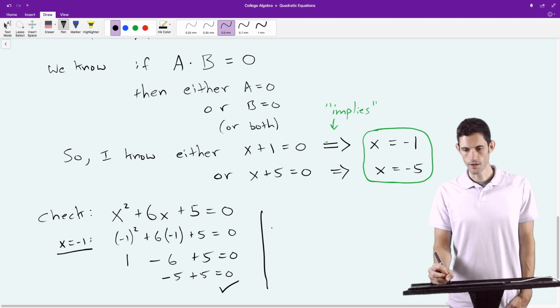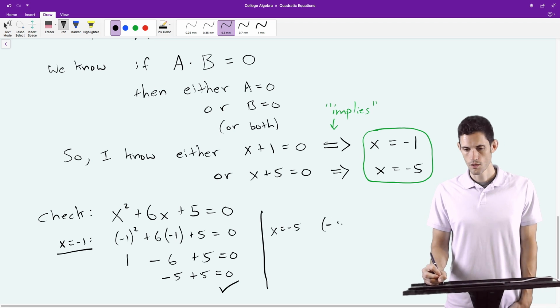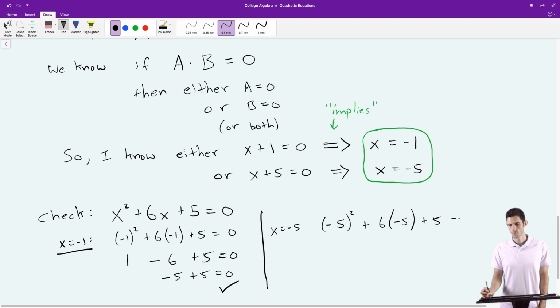So also we have x equals -5. So -5 squared plus 6 times -5 plus 5 equals 0. Maybe you want to, just to remind yourself what you're doing here, the thing I'm checking is this equality. So I don't actually proclaim to know that this is true, but when I get to the bottom, -5 plus 5 is equal to 0, so that is true. So this is what I'm checking.